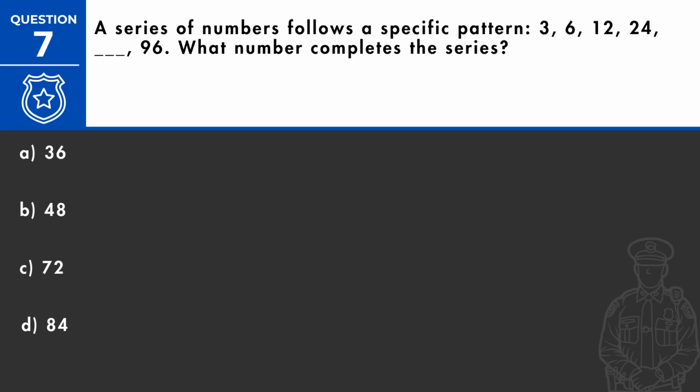Question 7. A series of numbers follows a specific pattern: 3, 6, 12, 24, ____, 96. What number completes the series? A. 36. B. 48. C. 72. D. 84.